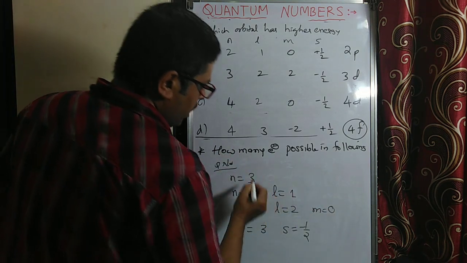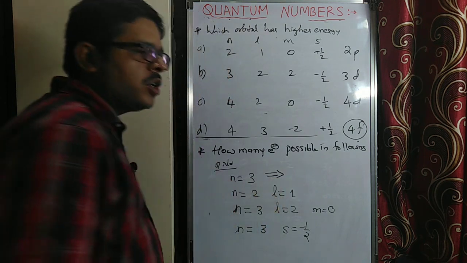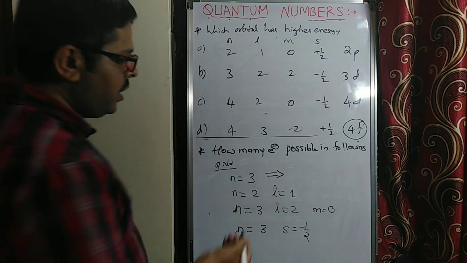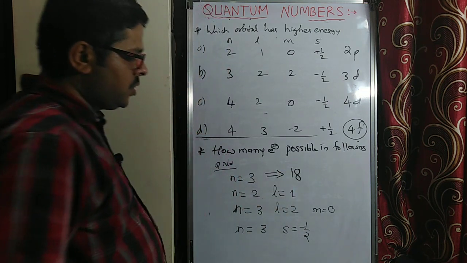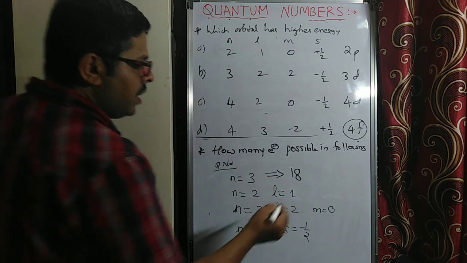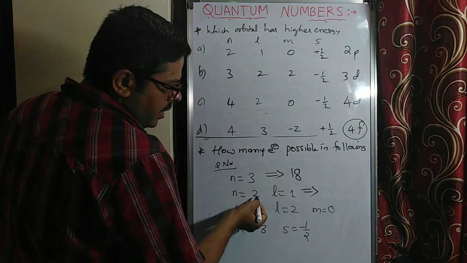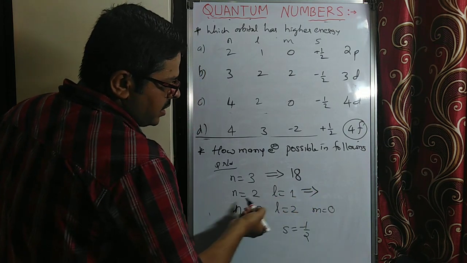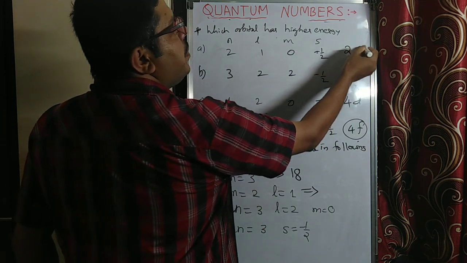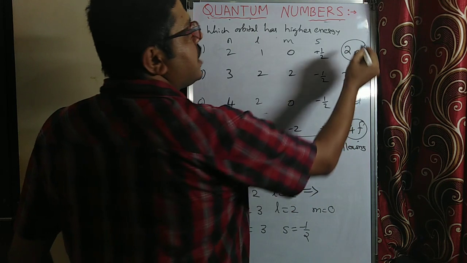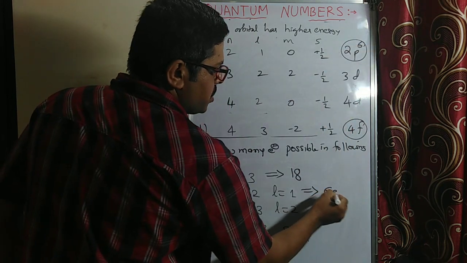See, in this particular case, n is equal to 3. How many electrons are possible? Use the 2n square formula. Remember, 18 electrons are possible. So 3 square is 9 into 2, 18. Now here, M is not mentioned. L and n are mentioned, correct? So 2, 1 means, remember, 2p. How many electrons maximum in 2p? 6, correct? So 6 electrons are possible.